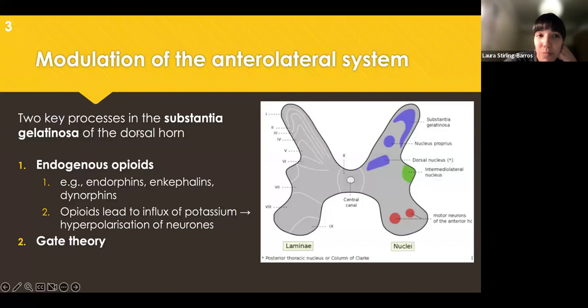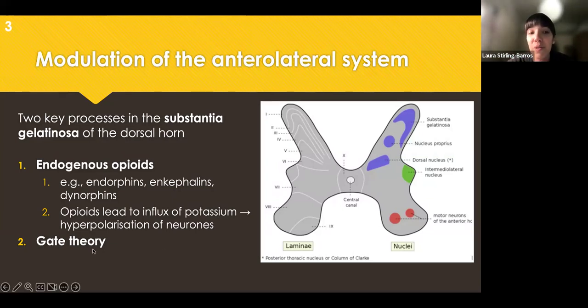Now, just a bit more on modulation. The main thing with modulation in the substantia gelatinosa of the dorsal horn is endogenous opioids that could include endorphins, which we might have heard about in exercise, enkephalins and dynorphins. The main thing is that opioids lead to an influx of potassium, and this hyperpolarizes neurons in the substantia gelatinosa. So essentially any noxious stimulus is not going to go up to the brain. It's basically just depressing the signaling here.